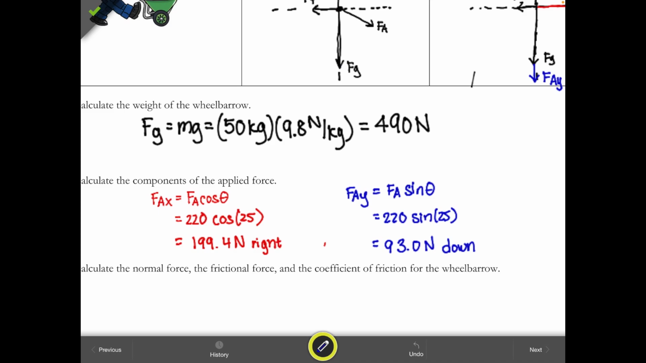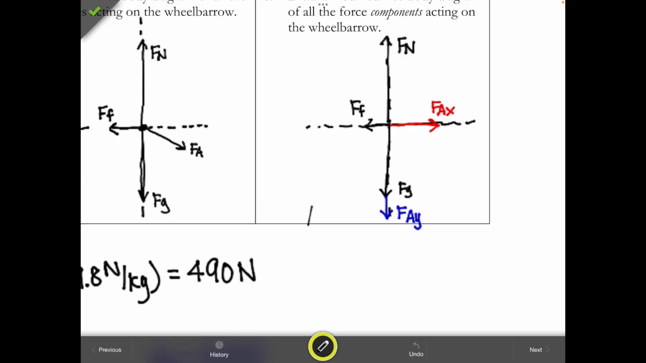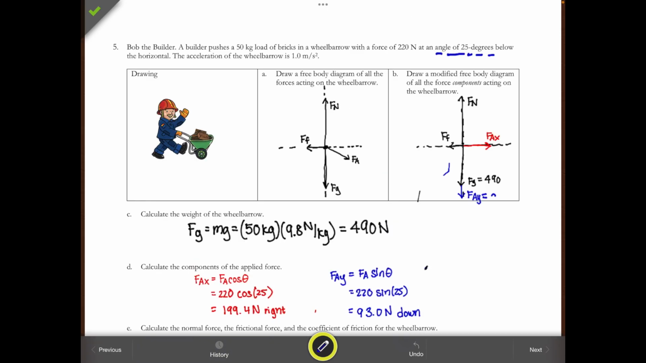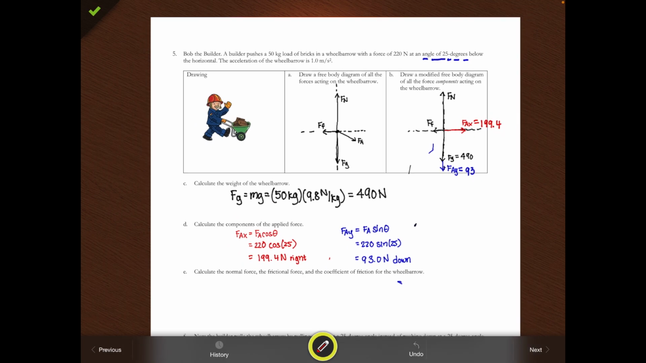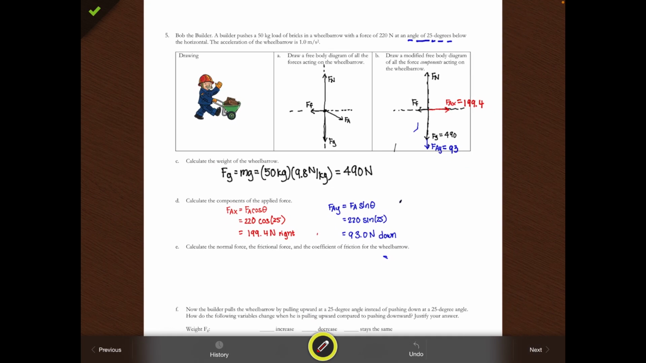But hey, now that I know some numbers, let's go back and look at the modified free body diagram. The gravitational force was 490 newtons down. The applied force was 93 newtons down. In the x direction, the applied force was pushing at just about 200, so 199.4 to the right. And now I have all of the numbers I need to find normal and friction force. See how in the y direction, the normal force has to be equal to both Fg plus Fay?